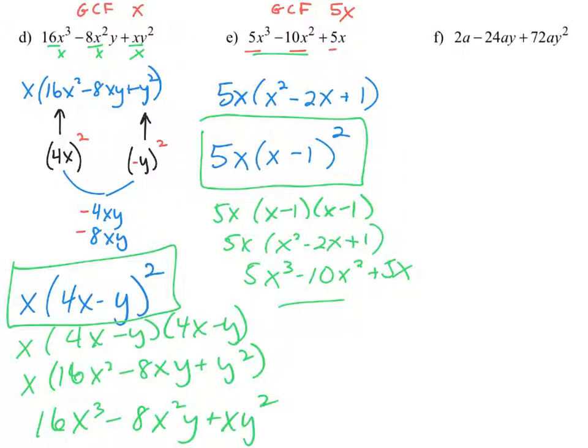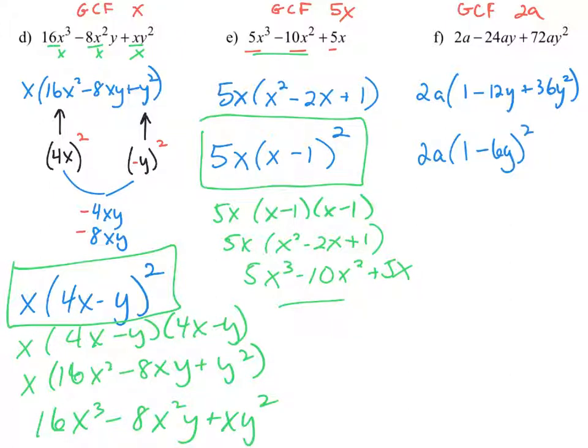In example F, we have 2a minus 24ay plus 72ay squared. The GCF is 2a. So we're going to factor out that from each of those terms. And when we do that, we're dividing out each of those by 2a, and that will be 1 minus 12y plus 36y squared. And this is also a perfect square trinomial that you can factor, leaving that 2a out in front. And this is going to be 1 minus 6y, that entire quantity squared.